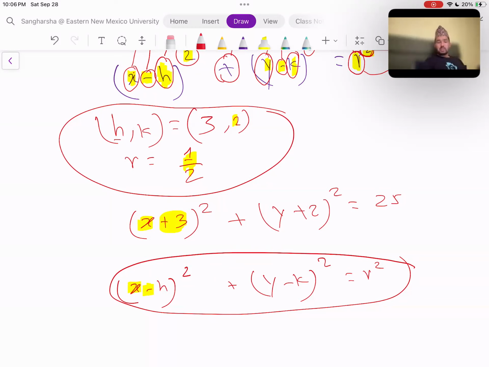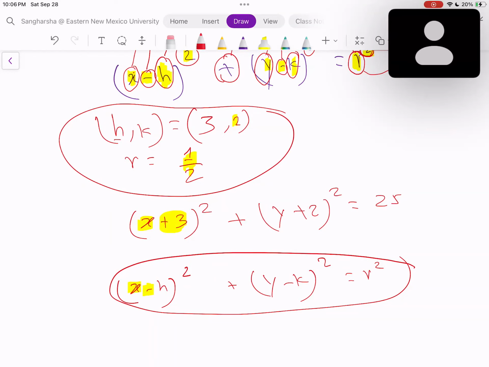Can anyone help me here? Subtract 6? No, you are not subtracting. You can't do that. X minus negative 3. That's right. So we're going to do it here.